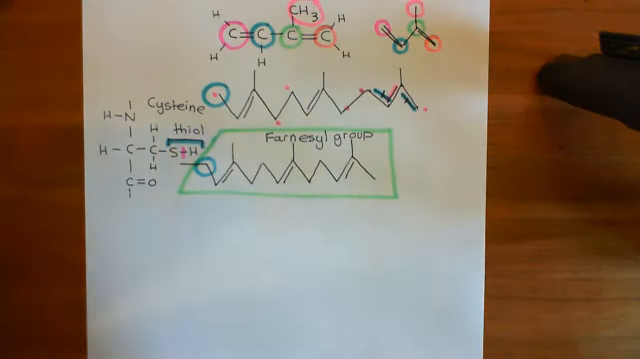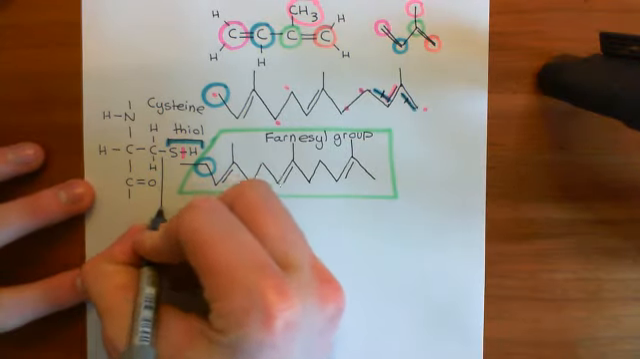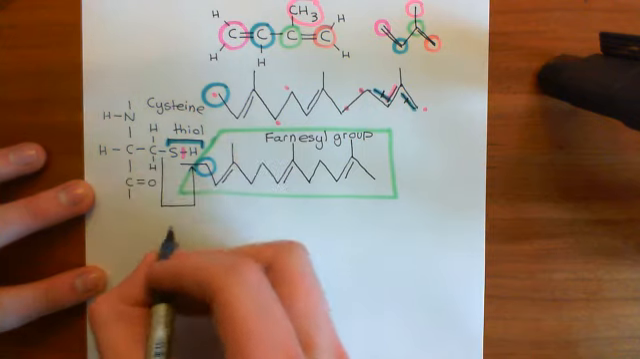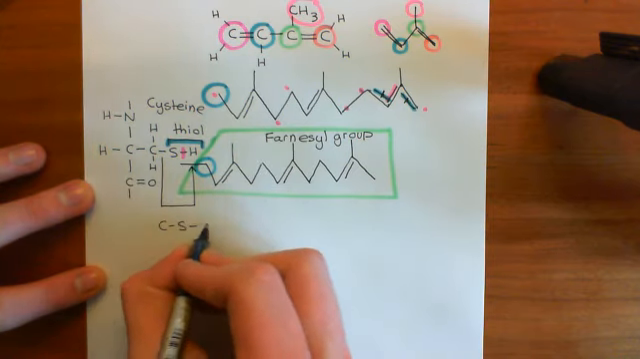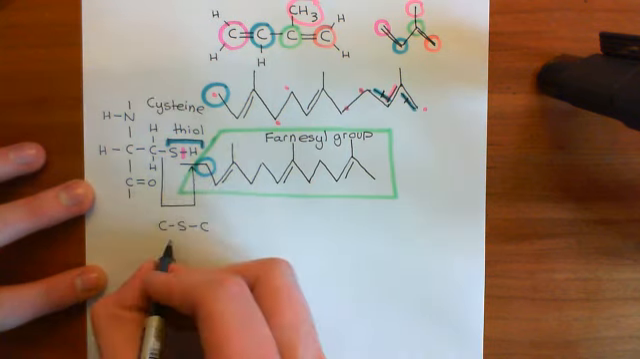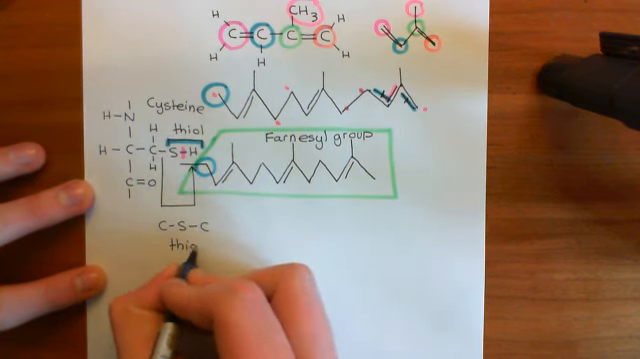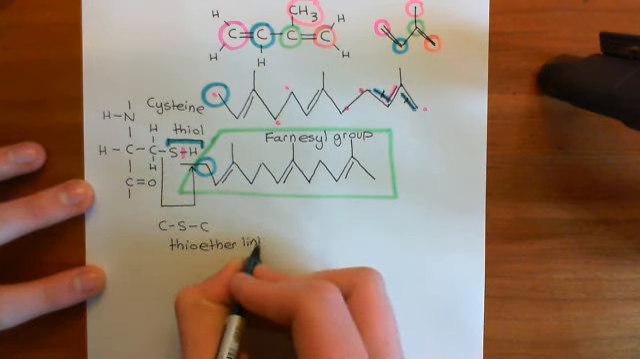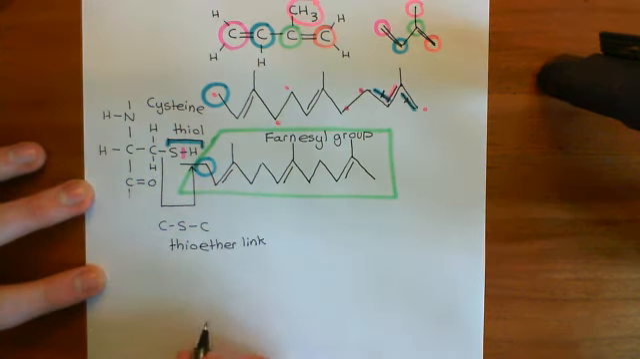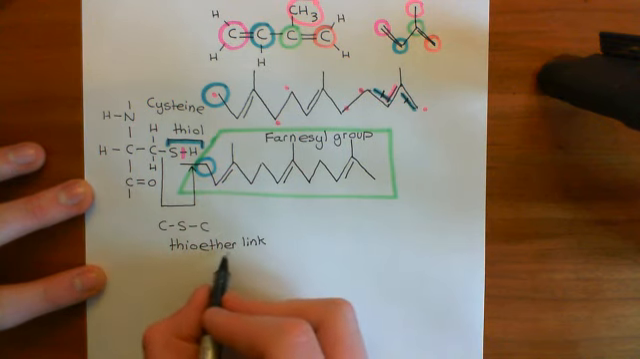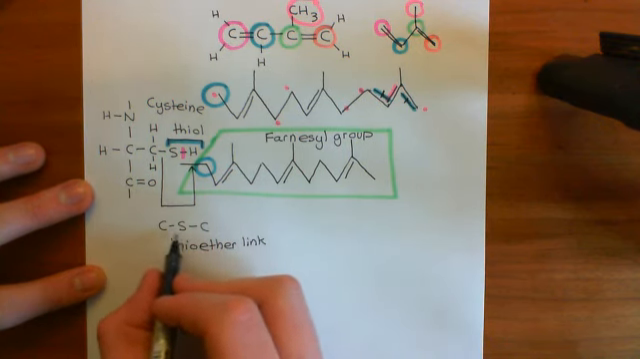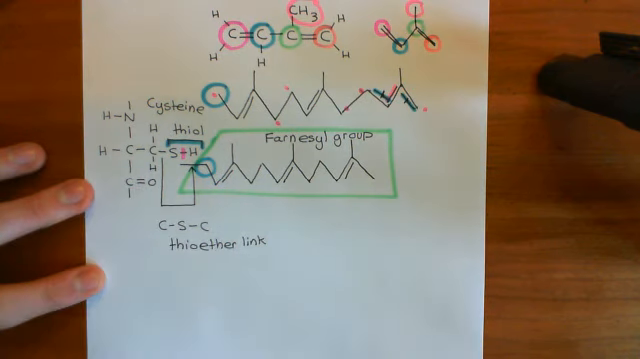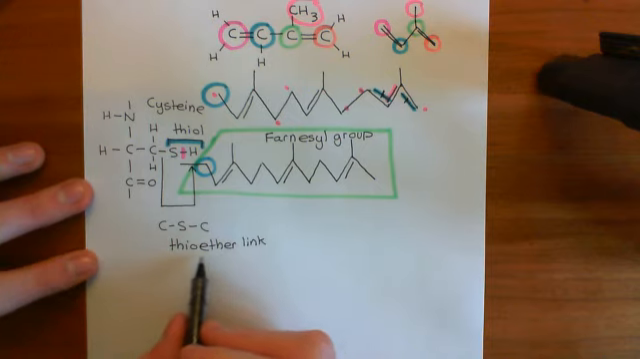Just one other little bit of terminology. This bond that you have here, where you have a carbon atom bound to a sulfur atom, which is then bound to another carbon atom, has a name: it's called a thioether link. If that was an oxygen atom sitting where the sulfur atom is sitting, it would just be called an ether link. So it's very similar to an ether link, but to show us that we're dealing with a sulfur atom rather than an oxygen atom, it's called a thioether link.